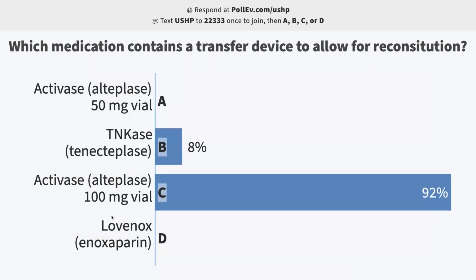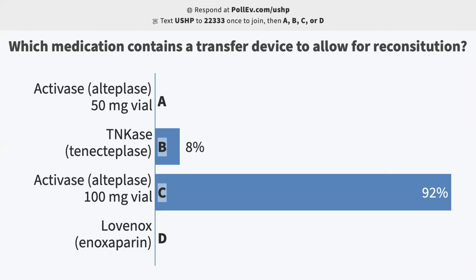Okay, and so the most correct answer here is the Activase, or rather alteplase 100 milligram vial. And of note, I know that some of you did vote for the 8% tenecteplase with the BD syringe, which also is not wrong. I noticed after I finished all of the slides that technically a transfer device is utilized for both.